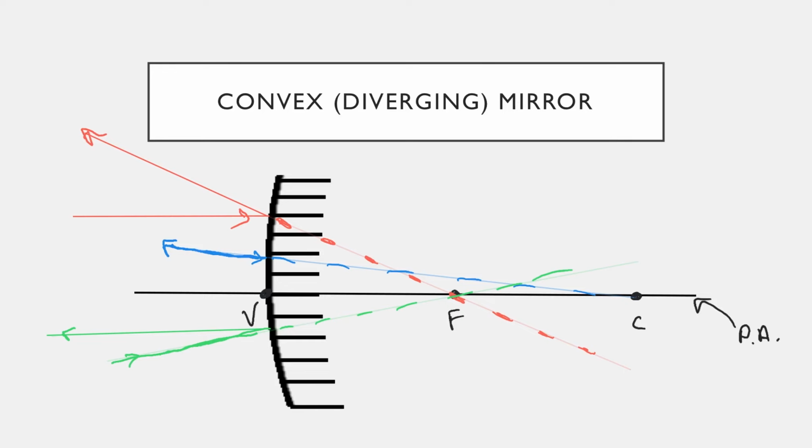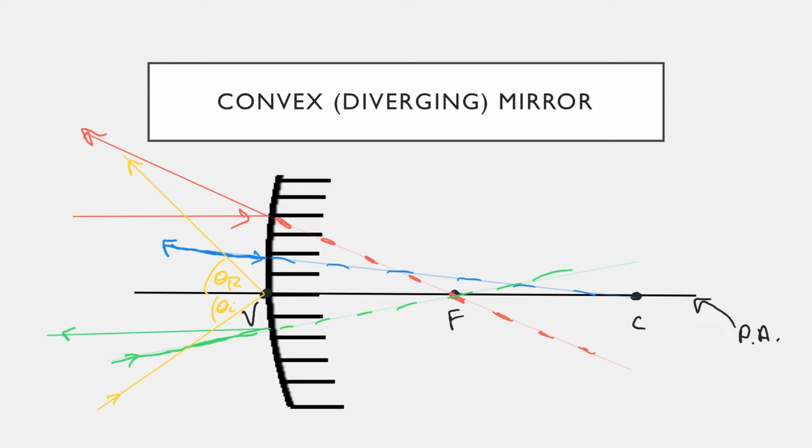The last rule is exactly the same as the previous slide, where any light that comes in towards V is just going to bounce right out the exact same angle as which it came in. And remember that we measure the angles. We're going to measure these angles off of the principal axis here.